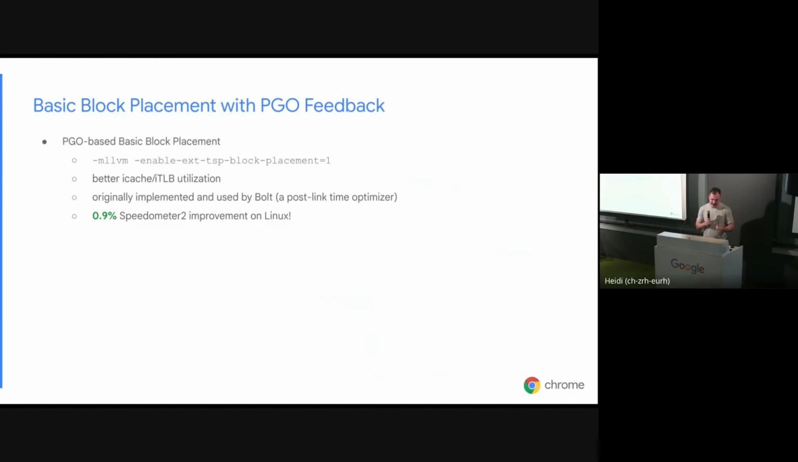So yeah, we have better iCache and ITLB utilization. If we run the code through perf, we see that we have fewer ITLB misses. And it resulted in a 1% Speedometer 2 improvement on Linux, which is great.